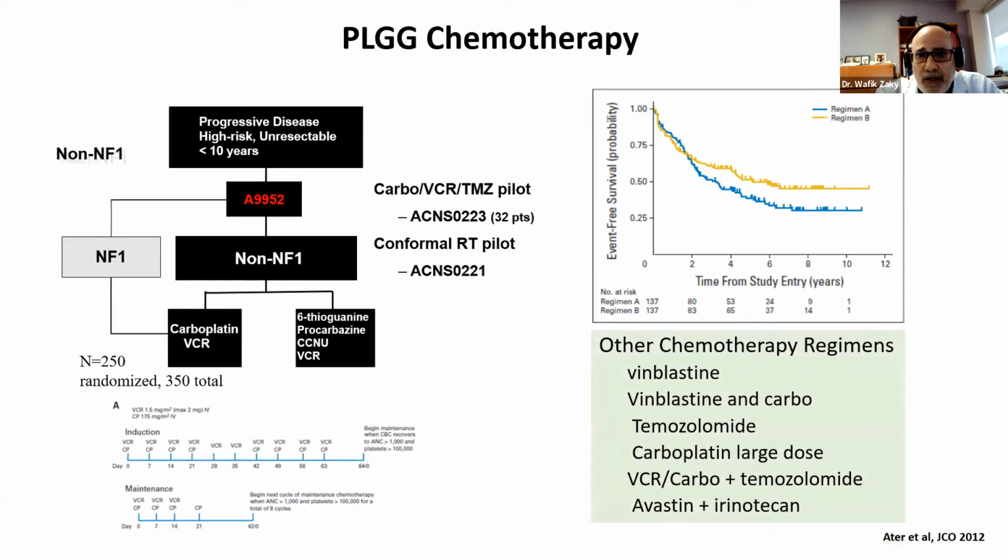The other alternative chemotherapy treatments include single agents, vinblastine or temozolomide, or a combination therapy like vinblastine and carboplatin, or carboplatin large dose, or Avastin and irinotecan. So there are 8 or 10 different lines of chemotherapy that can be used in pediatric low-grade gliomas.